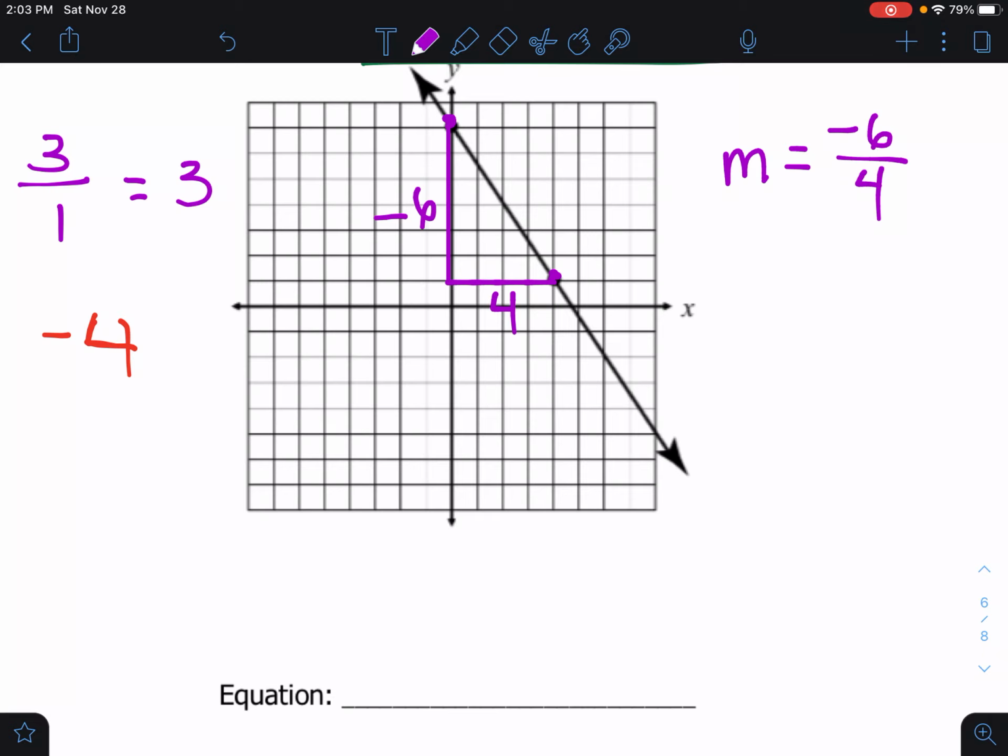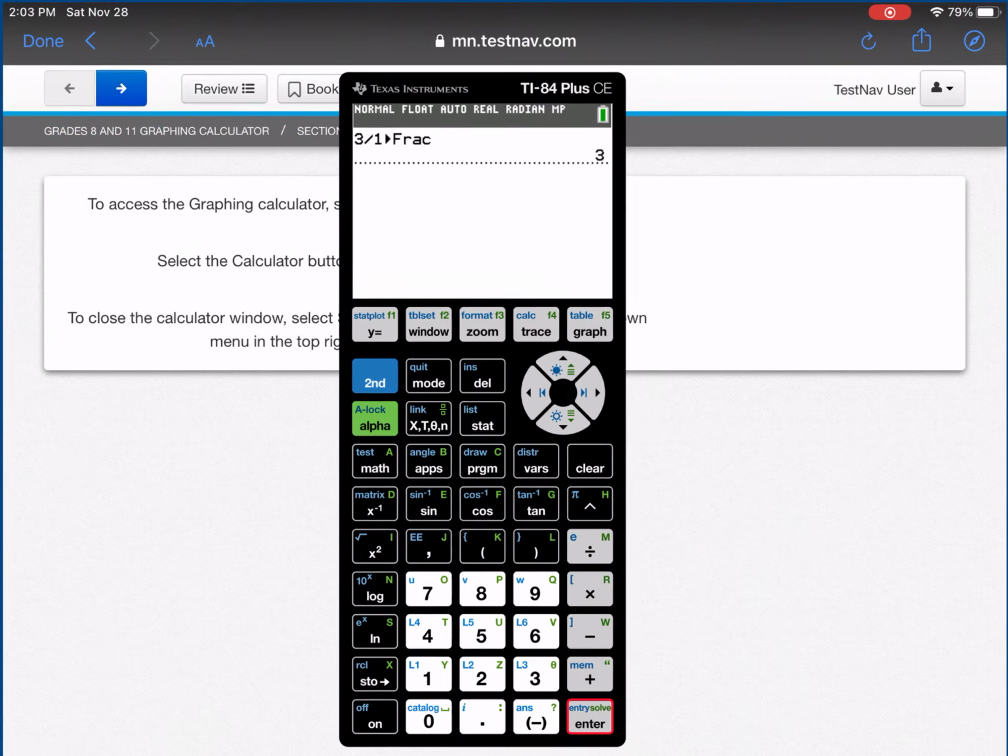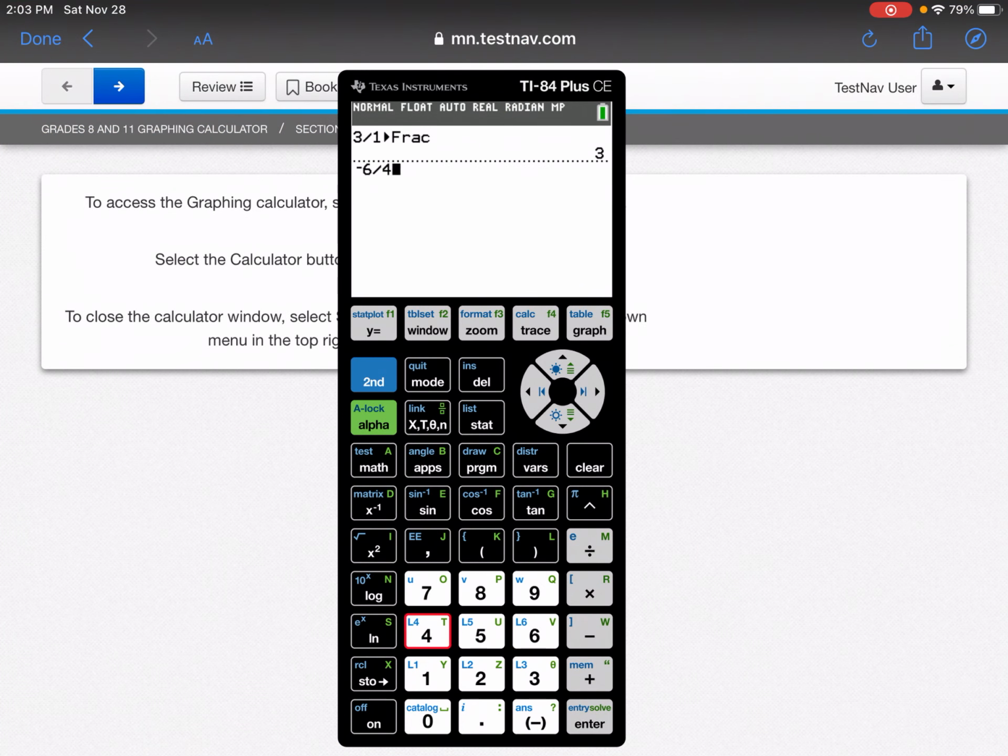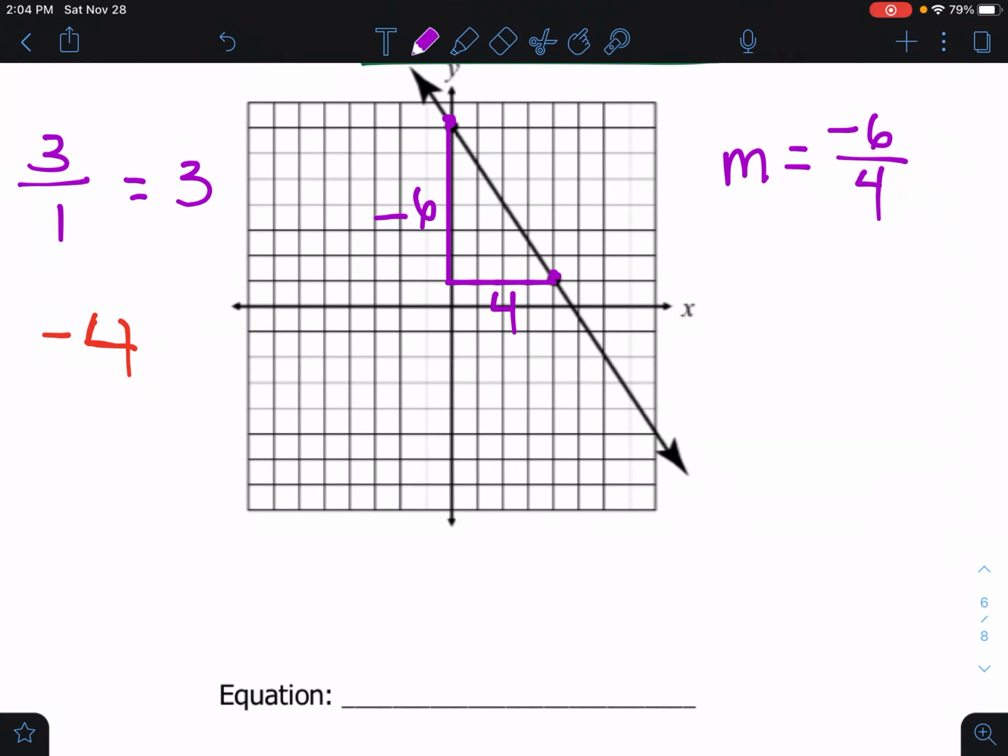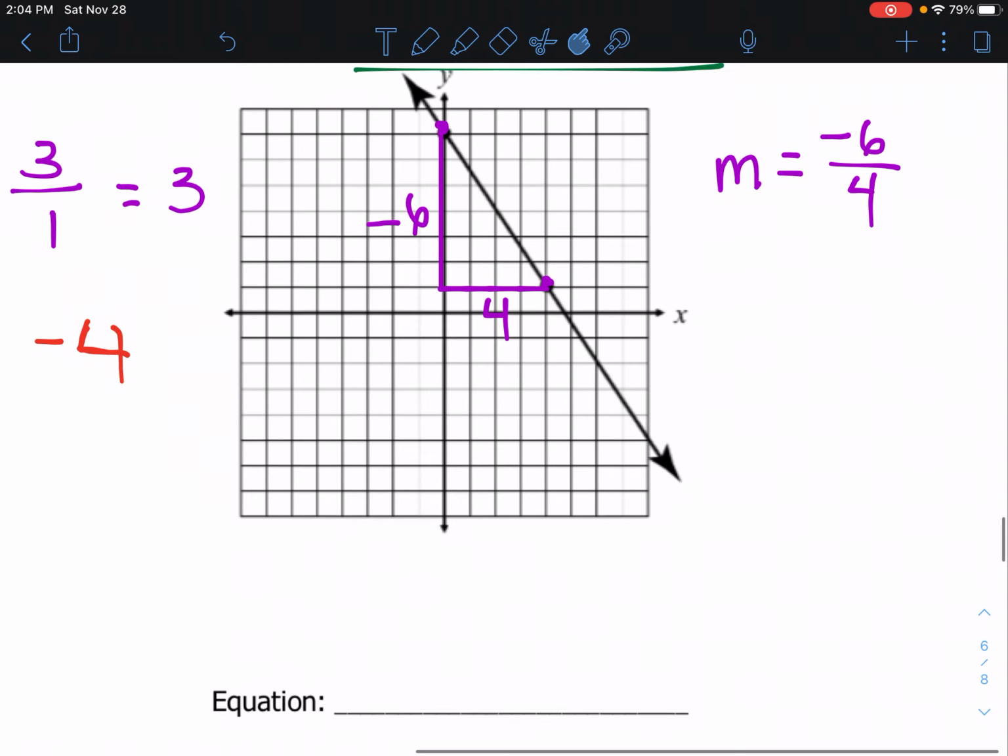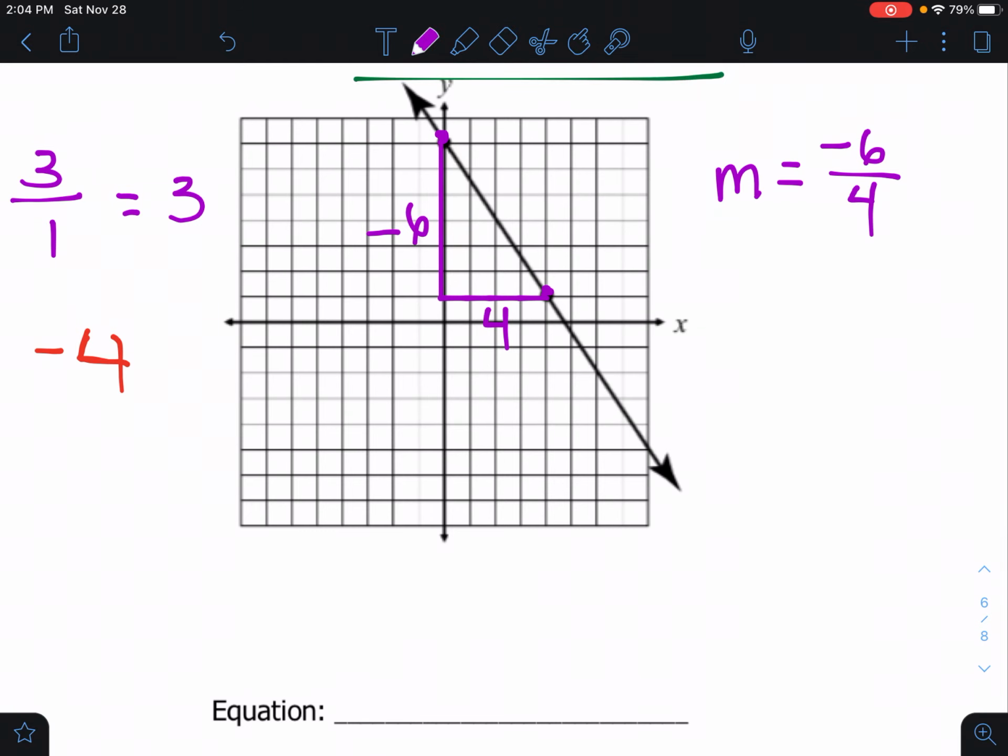I'm going to type that into my calculator. -6 divided by 4, math, -3 over 2. So m equals -3 over 2. And you can put that negative in the front, which is probably what I'll do down here.